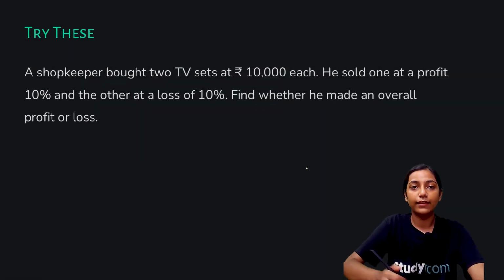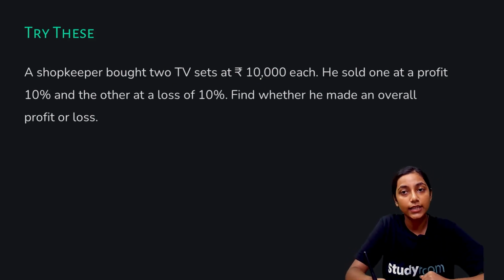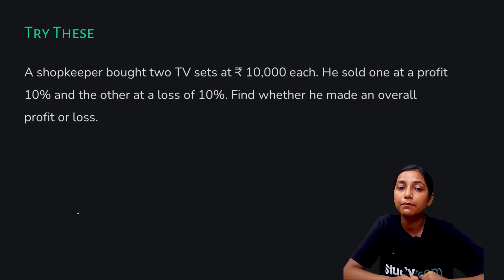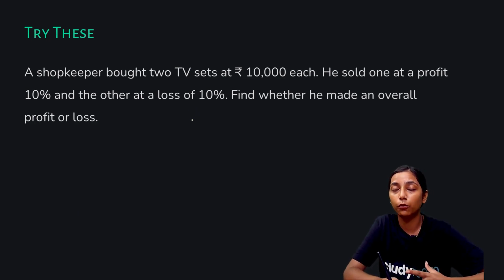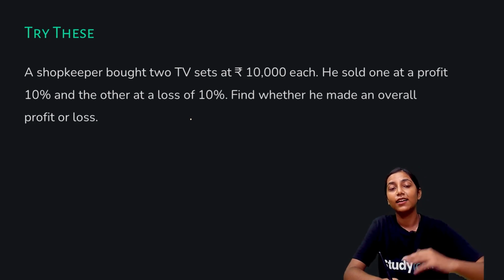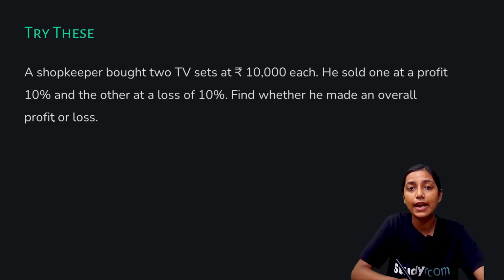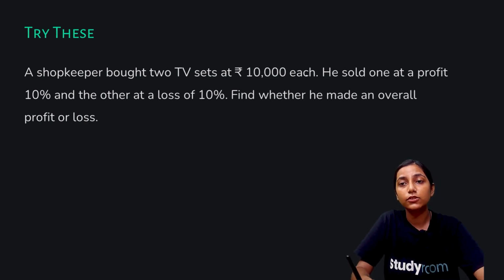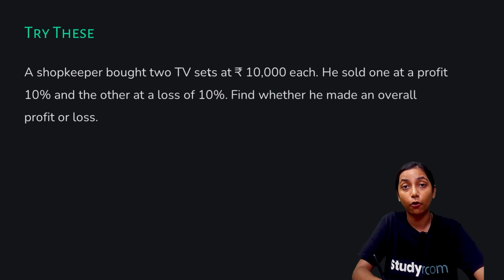Now we need to try this. A shopkeeper bought two TV sets at rupees 10,000 each. He sold one at a profit of 10%, the other at a loss of 10%. Find whether he made an overall profit or loss. Just the same as the previous example. Again, we are given he sold one TV set for 10% profit.